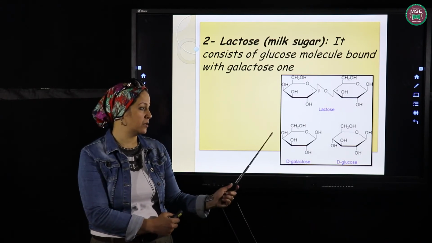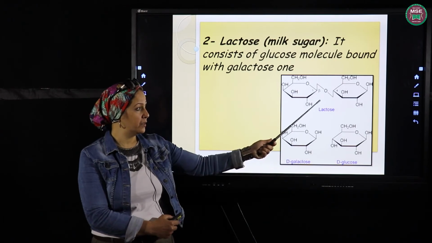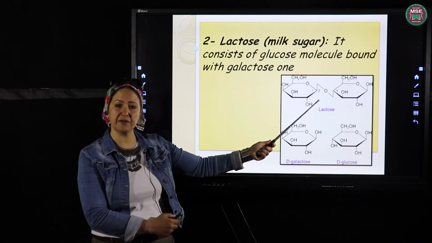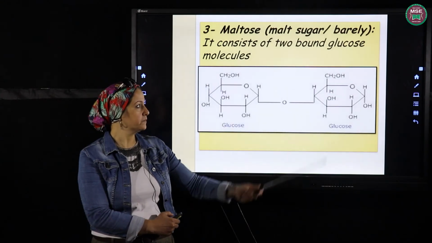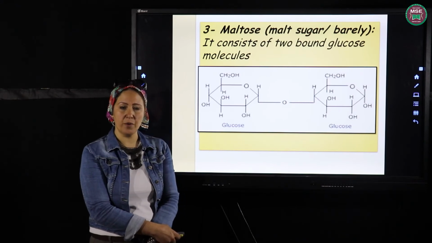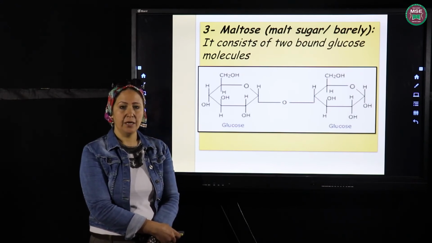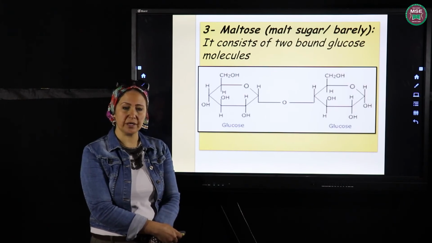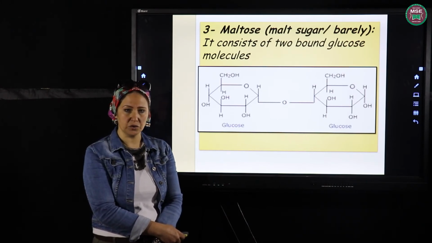So if we put a glucose molecule with a galactose molecule, they give a lactose molecule, or the sugar that is found in the milk. So this is one of the disaccharides. The last example of disaccharide here is maltose, or malt sugar, the sugar that's found in the barley or malt. It also consists of 2 monosaccharides joined together. What are these 2 monosaccharides? Glucose plus another molecule of glucose.